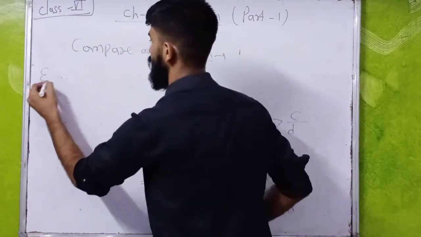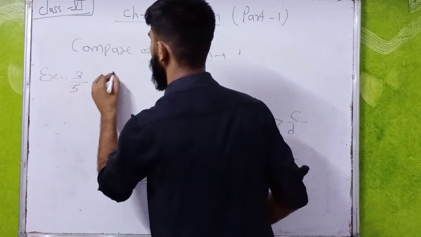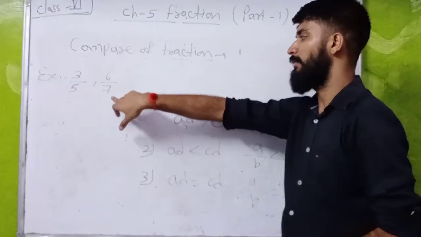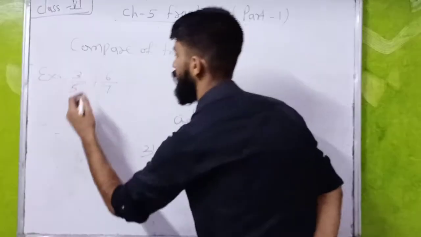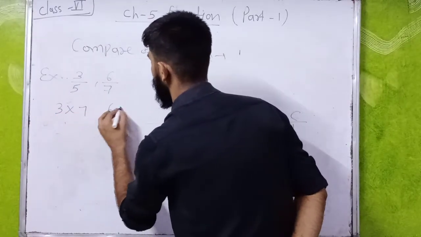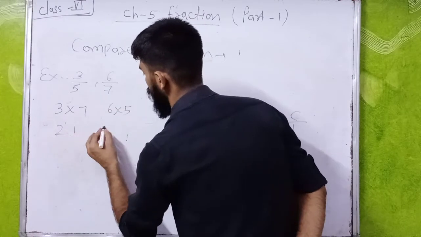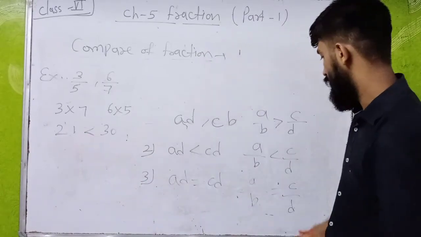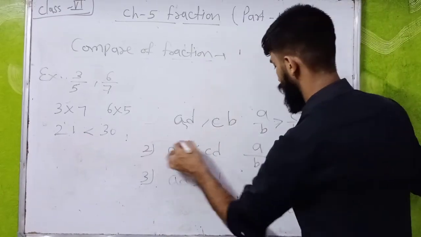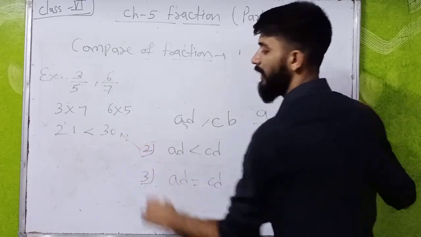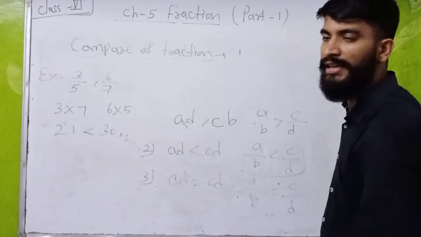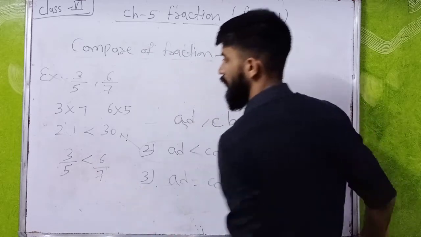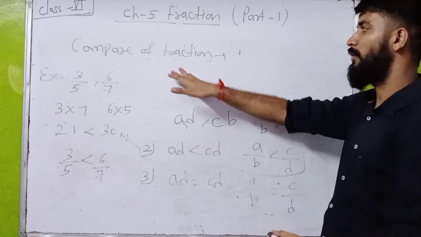Okay. So now the example is 3 upon 5 and 6 upon 7. What did we learn first of all? Cross multiply: 7 multiplied by 3 and 6 multiplied with 5. So it becomes 21 and it becomes 30. Now which number is greater? 30 is greater. So which property is applied? The second property is applied: our second product is greater, so the second fraction is greater compared to the first fraction. So this is the simple concept of comparing fractions.